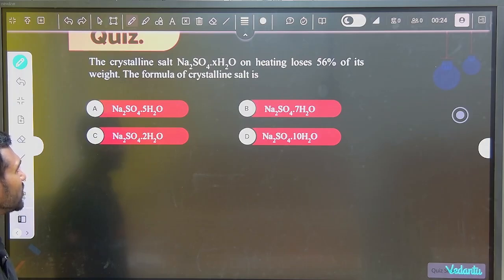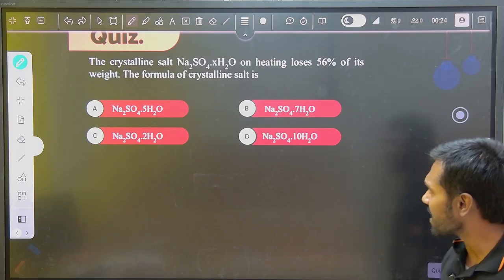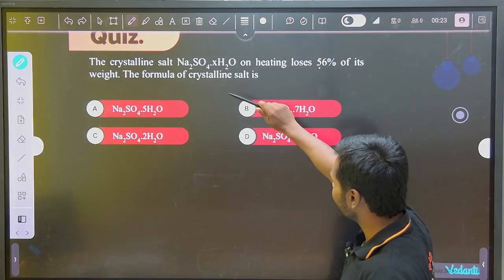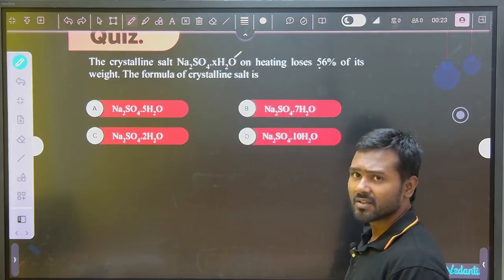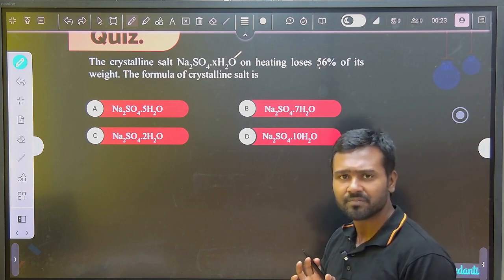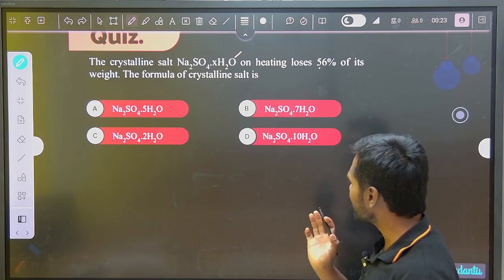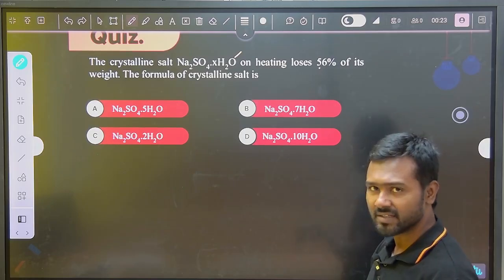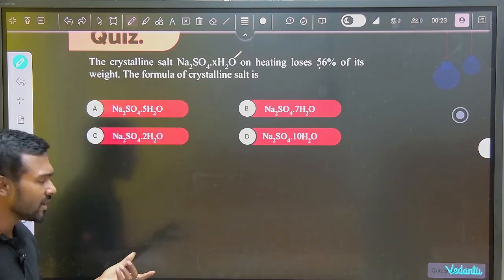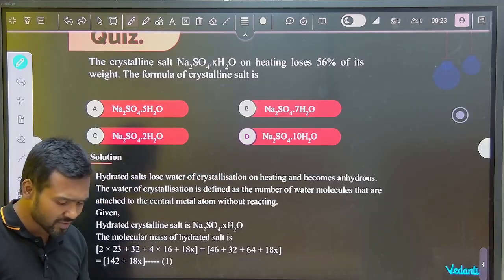Now what do you have to find? You have to find which one has 56% of its weight as water. According to the question, 56% is lost on heating, which means the water is going out. That means 56% of the weight of that compound is nothing but water only. So now you have to calculate, in these four options, where the water is 56% of its weight. That is, weight of water by total weight of the compound, into 100. If you get that, then you will get this answer, Na2SO4.10H2O.